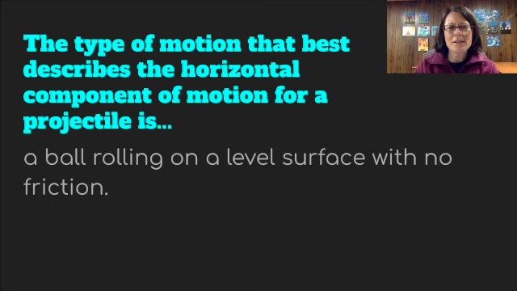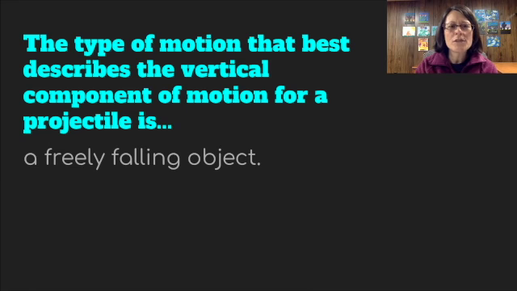It must have a free fall component. Now, when a projectile is in the air, the type of motion that best describes the horizontal component of motion for a projectile is a ball rolling on a level surface with no friction. And we talked about that last chapter. We had in our CDPP a ball rolling across a floor, and we saw that the velocity remained constant across the floor with no friction. The type of motion that best describes the vertical component of motion for a projectile is a freely falling object. So those were our other pictures where we had the object just being dropped or being thrown straight up and coming straight down.